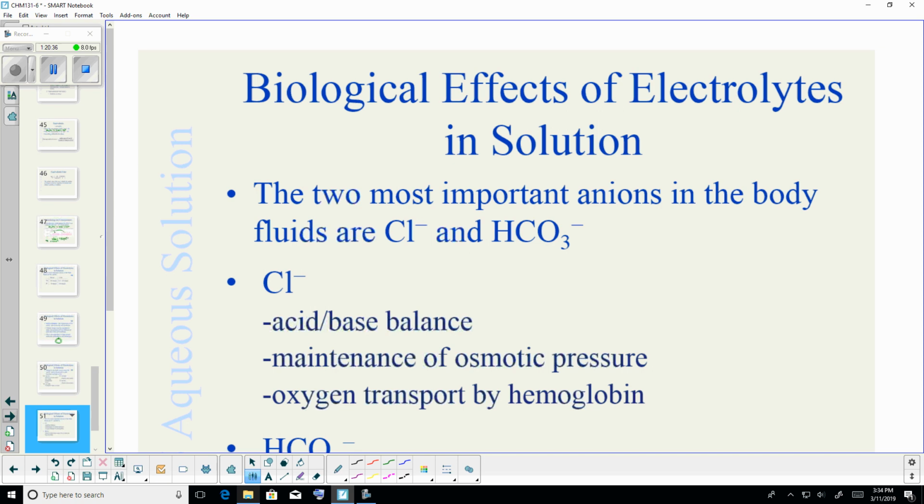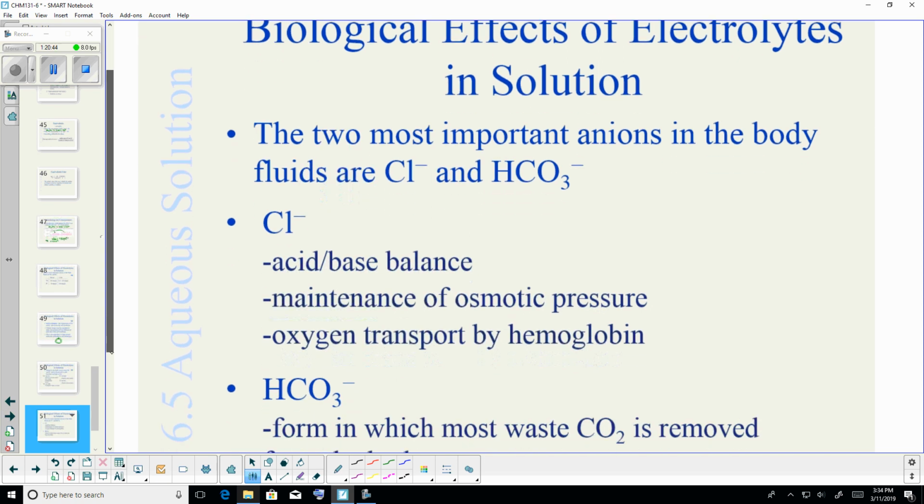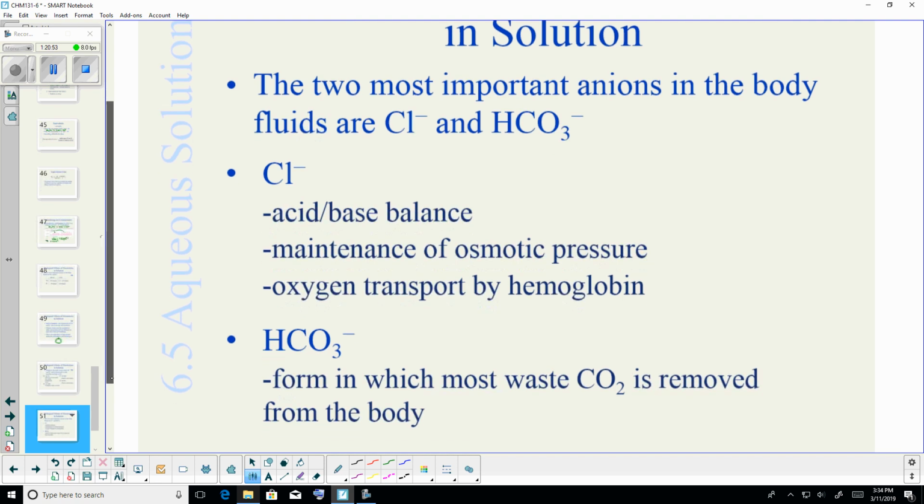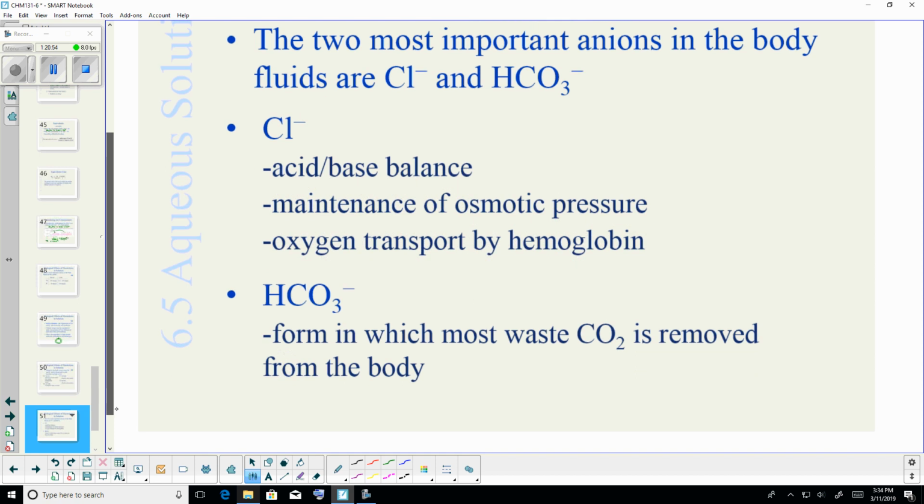The 2 most important anions in the body are chloride and bicarbonate. Chloride deals with your acid-base balance, maintenance of osmotic pressure, and oxygen transport by hemoglobin. Bicarbonate is the form in which most waste CO2 is removed from your body.